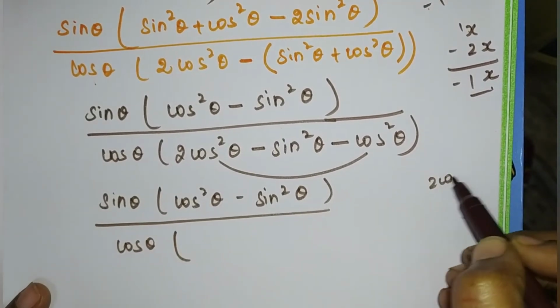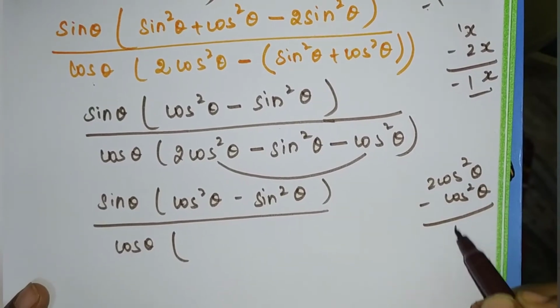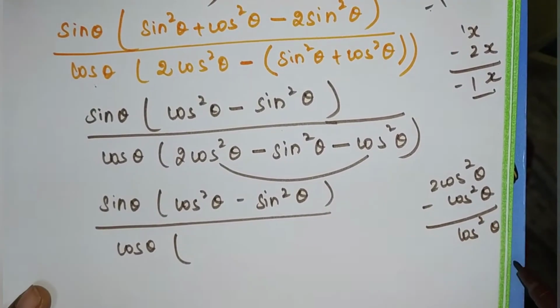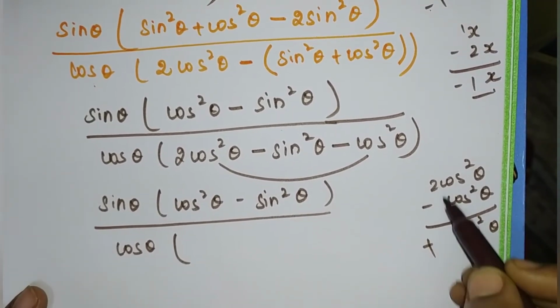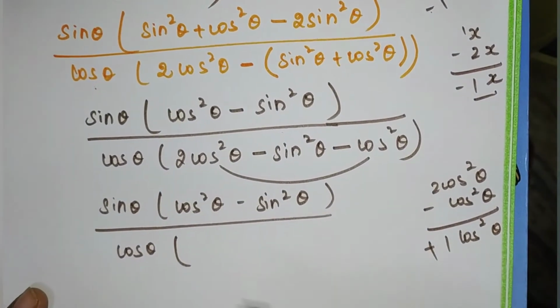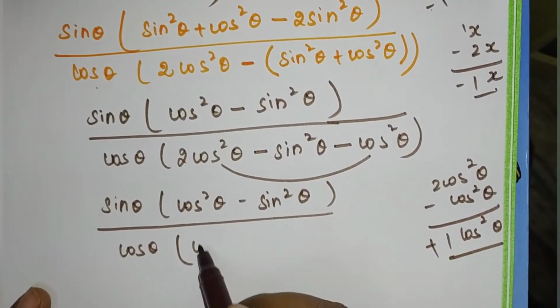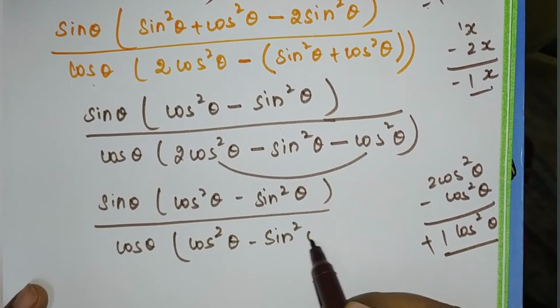Then 2 cos square theta minus cos square theta: write cos square theta as it is, the bigger number's sign is positive, and the signs are different, so you subtract. 2 minus 1 is 1. So the answer is cos square theta minus sin square theta.